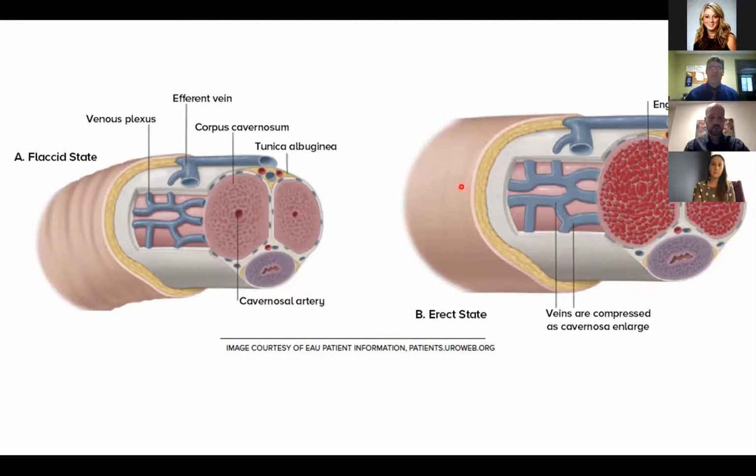What happens during the erect state, so during sexual stimulation, is you get this increased flow of blood into the corpora cavernosa, and that increases the amount of blood in this spongy tissue inside the corpora cavernosa. And not only is there increased flow, but as the corpora cavernosa engorges, it compresses the venous plexus, the outflow tract, between the tunica albuginea and the corpora cavernosa, which further creates engorgement of the corpora cavernosa, and that's how we sustain and maintain erections.